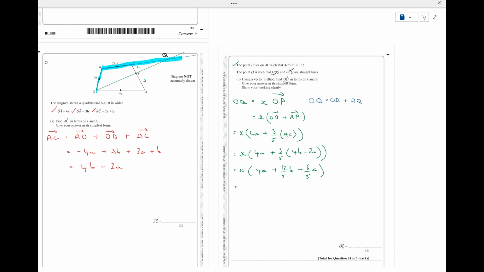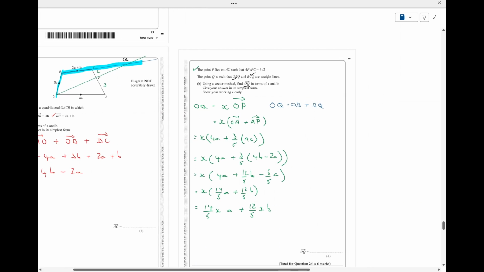Now I know that we can do that in our heads, but I'm just going to use the calculator here. So that gives me 14 over 5. So I've got X times 14 over 5A plus 12 over 5B, which is 14 over 5 X A's plus 12 over 5 X B's. Okay, so that's my green route done. Okay, now my blue route.